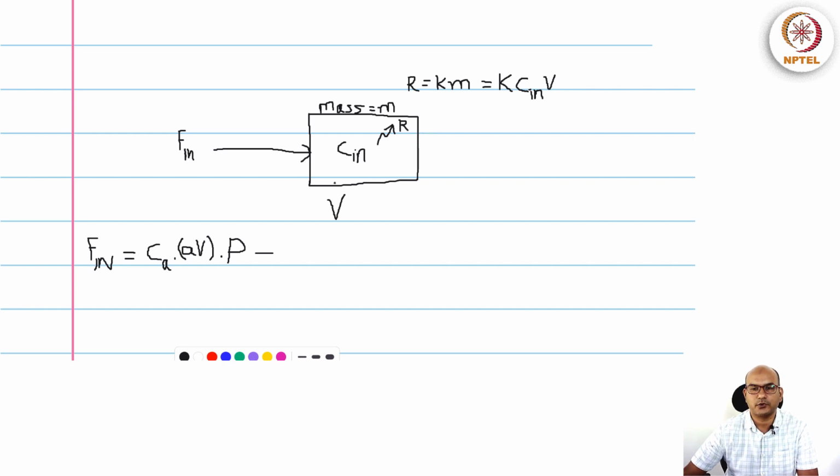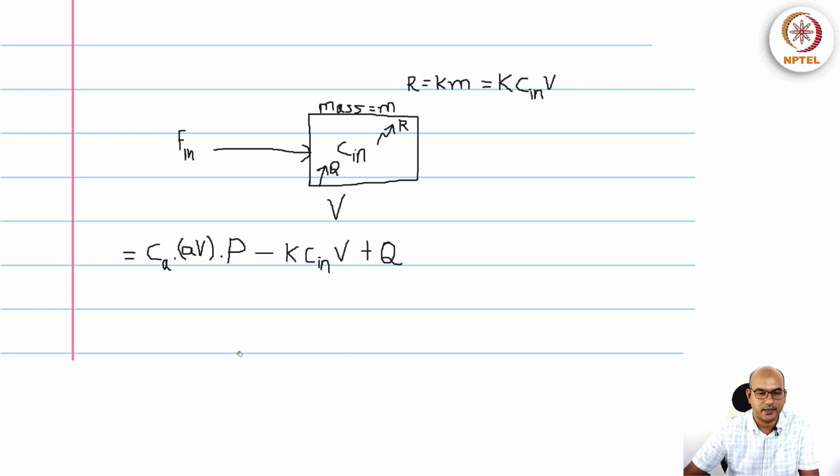Now we have an indoor source. So I will do this minus sign, let's say. So I'm going to do K C in times V. Then we have an indoor source. So I will add this source Q. Now we are basically trying to do dm by dt.